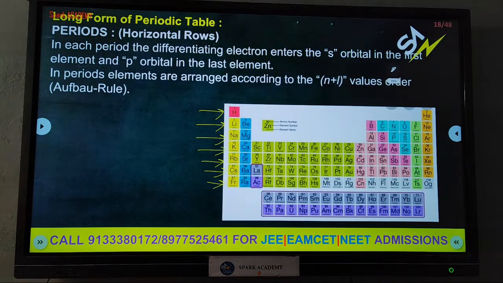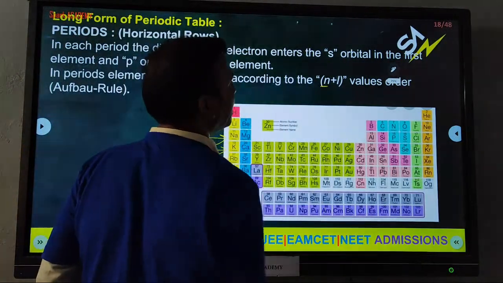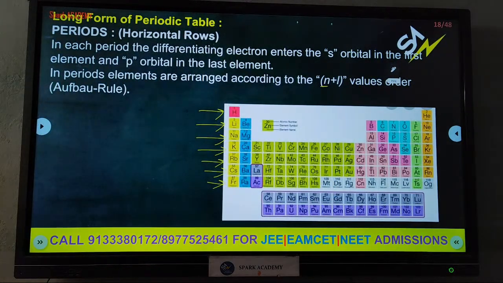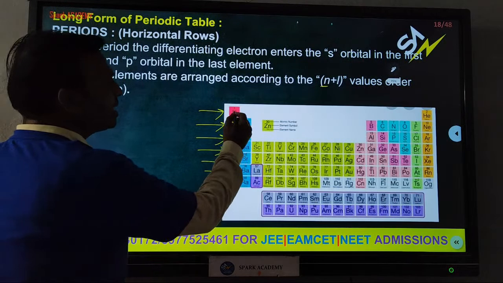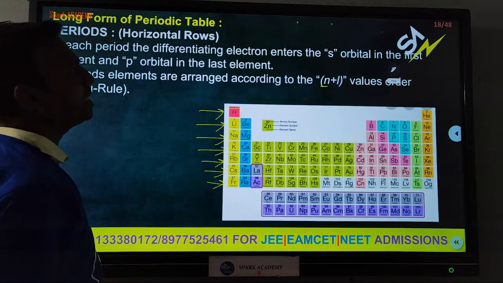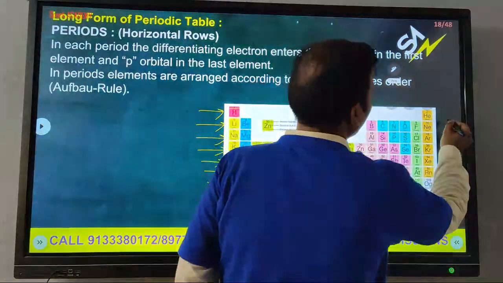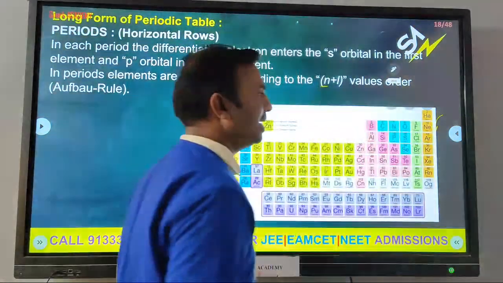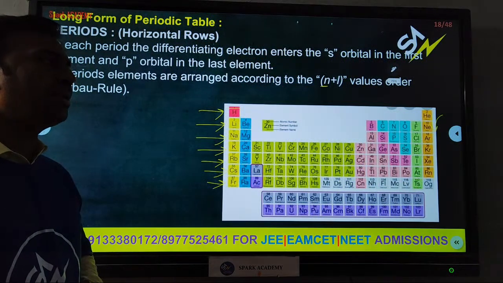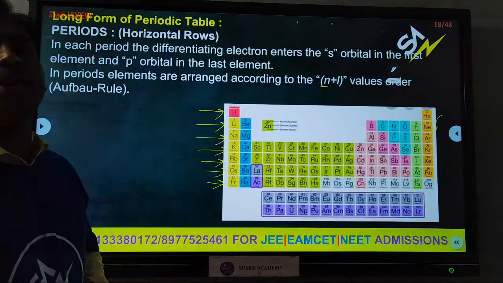All periods' elements are arranged according to the n plus l values. What is n? Principal quantum number. What is l? Azimuthal quantum number. In each period the differentiating electron enters first into the s orbital, and the last electron enters into the p orbital. Starting with the s orbital, if we see the electronic configuration of the elements, the last electron is present in the p orbital.